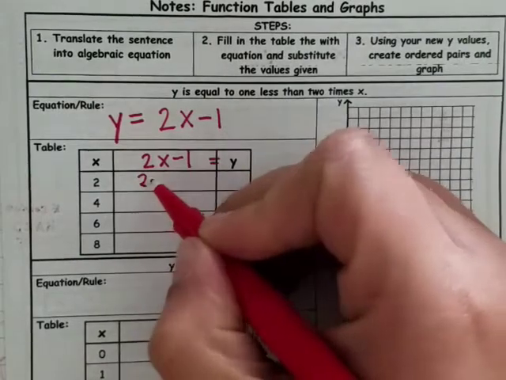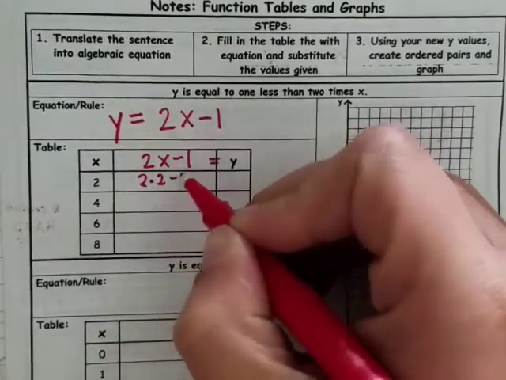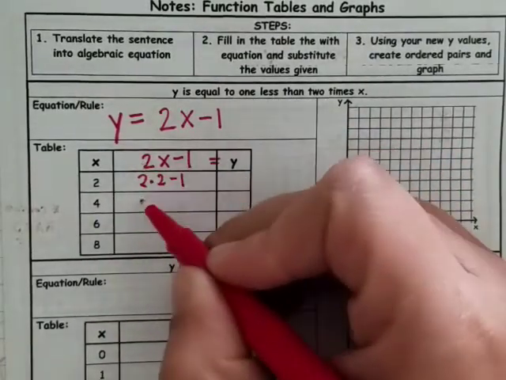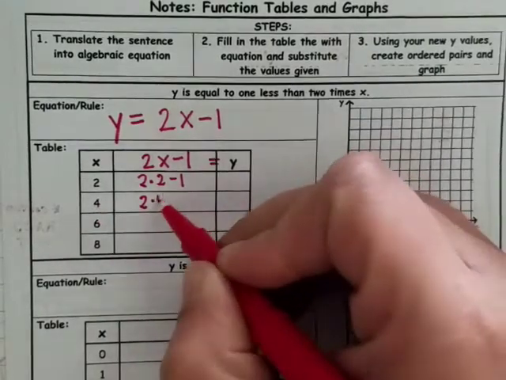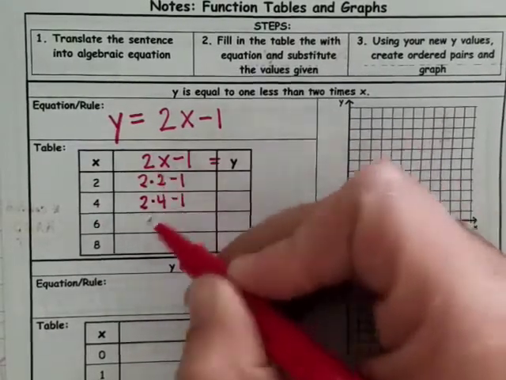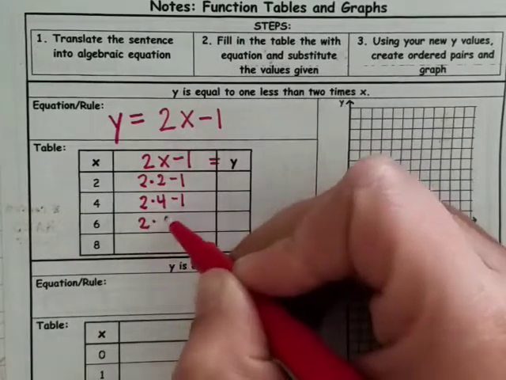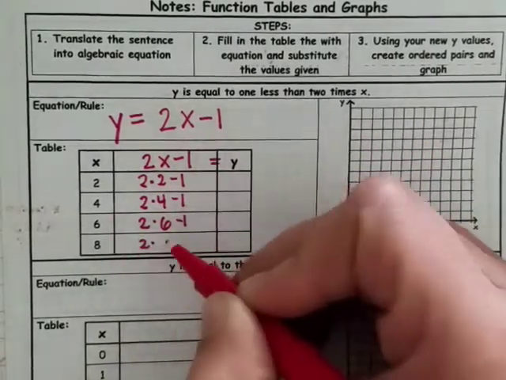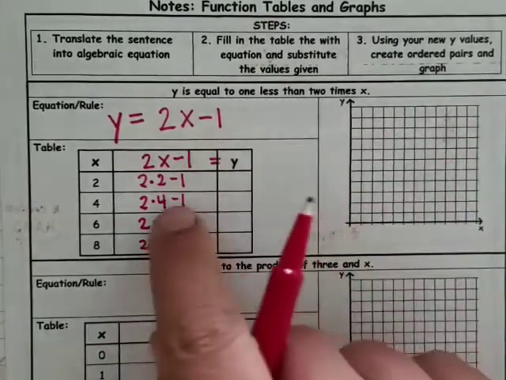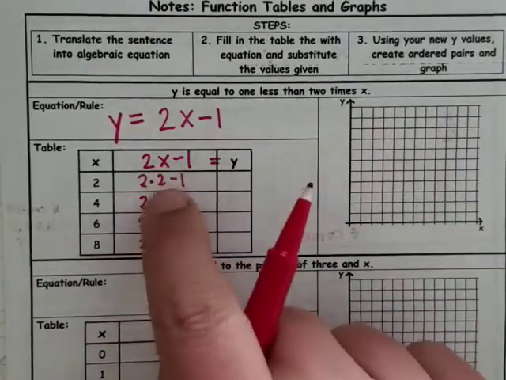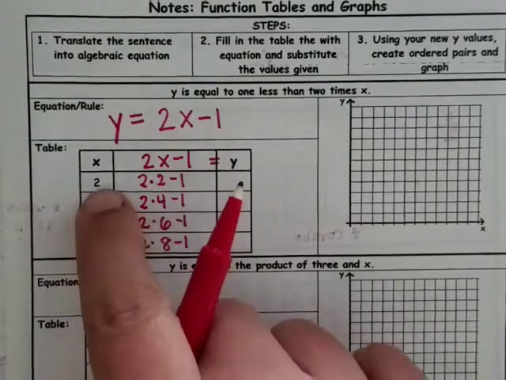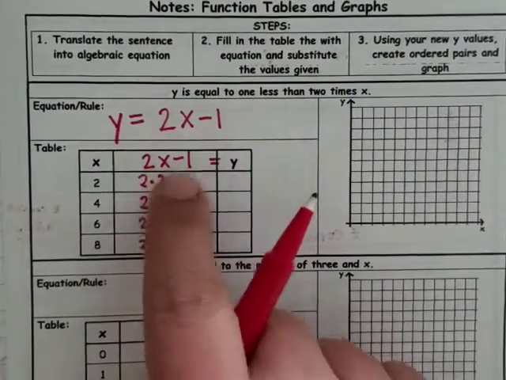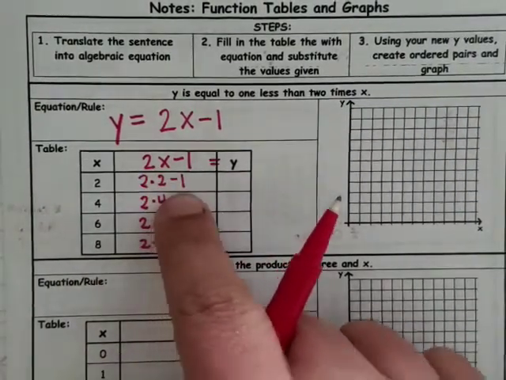So 2 times 2 minus 1. Then this one is going to say 2 times 4 minus 1. And then we're going to write this again, 2 times 6 minus 1. And then again, 2 times 8 minus 1. So notice how every time what I did was I took the equation, I inputted the value of x where the variable was in the equation, and now we're going to just simplify.